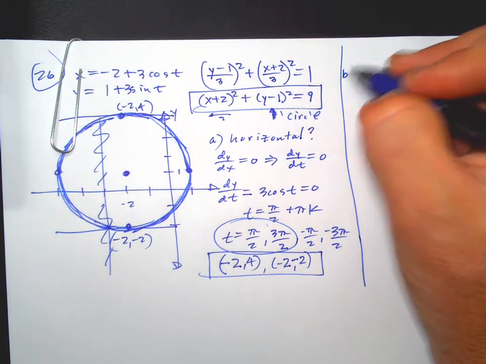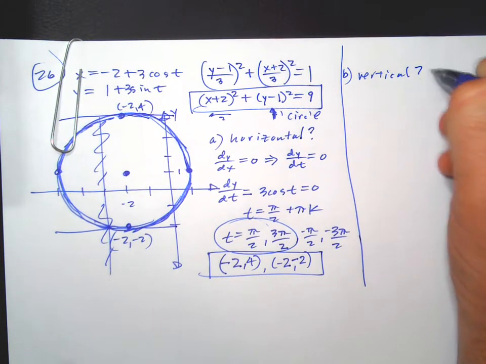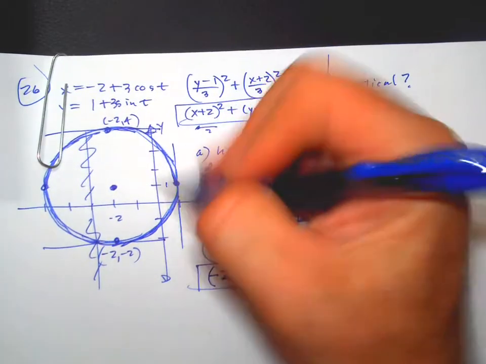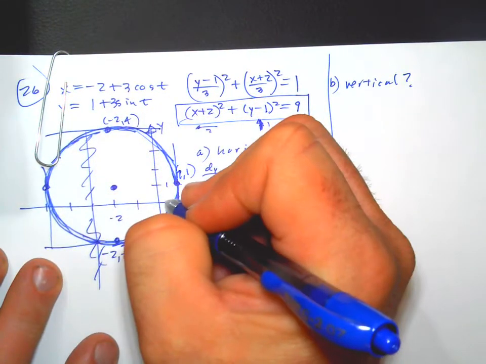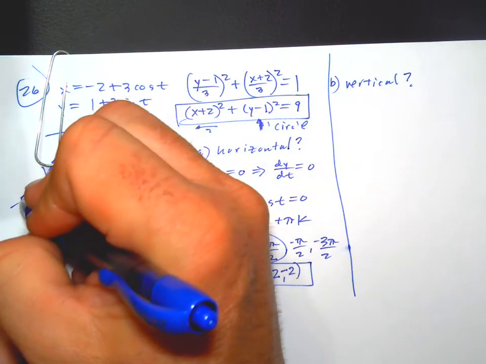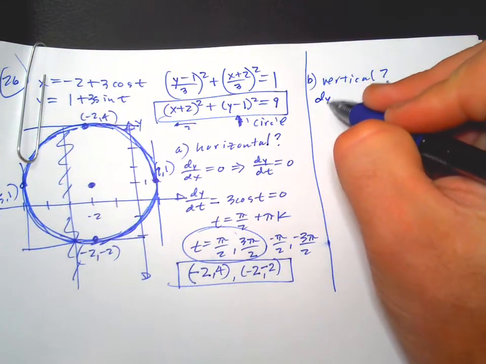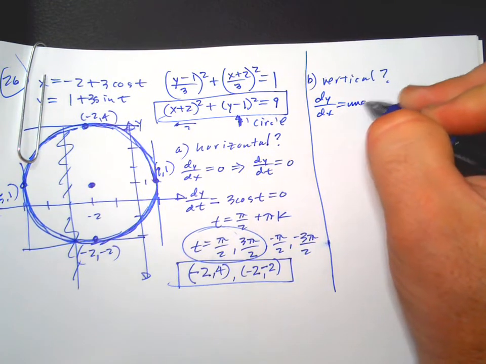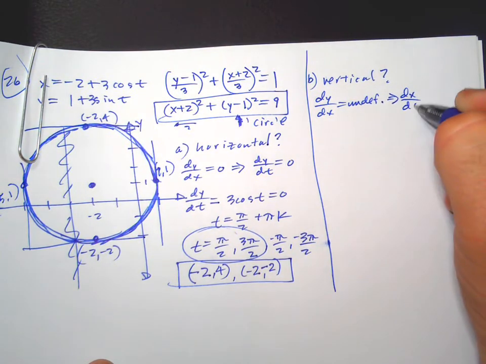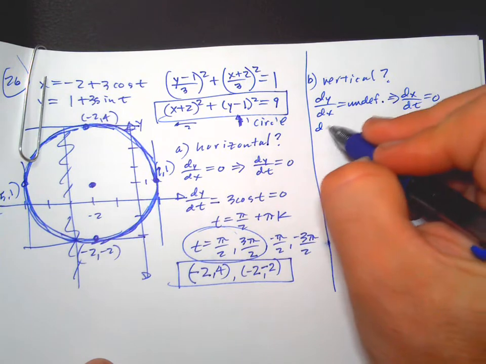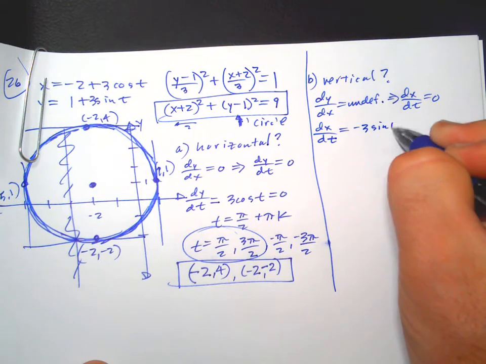Okay, part B is vertical tangents. And so we see them on the picture. We expect to get one at 1, 1, and at negative 5, 1. Right? So let's see if the answer gives us that. Vertical means dy/dx is undefined, completely straight up and down, infinite slope. That's going to happen when dx/dt equals 0. And so then dx/dt equals negative 3 sine t equals 0.